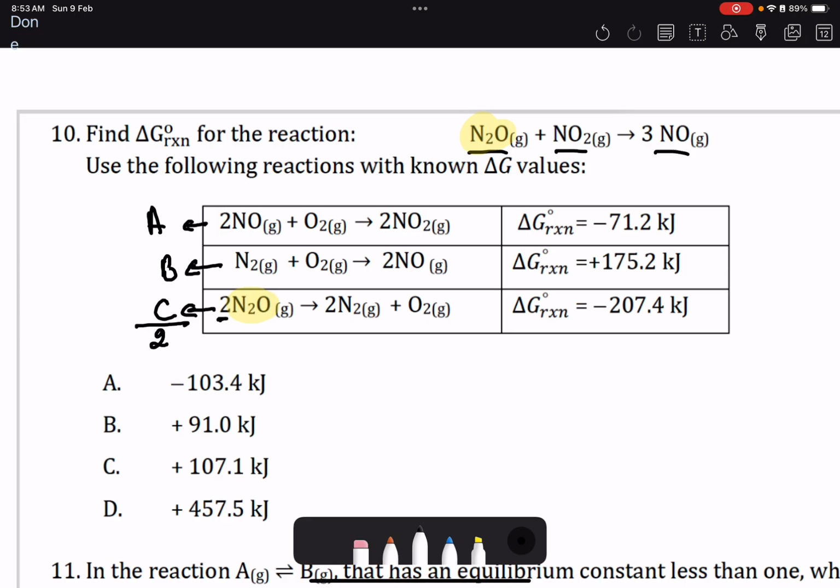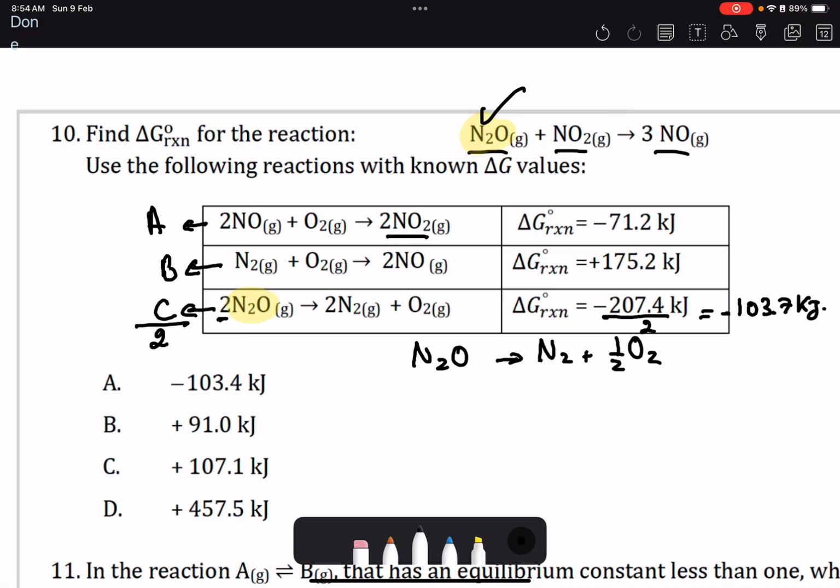So that is going to be N2O gives N2 and half O2, and the delta G is going to be divided by 2. So the answer is going to be negative 103.7 kilojoule so far. So we're done with this. Now I need NO2. Now NO2 is over here.